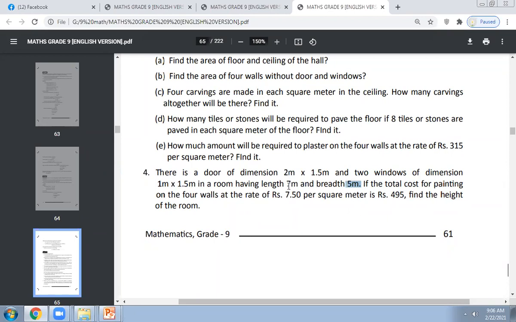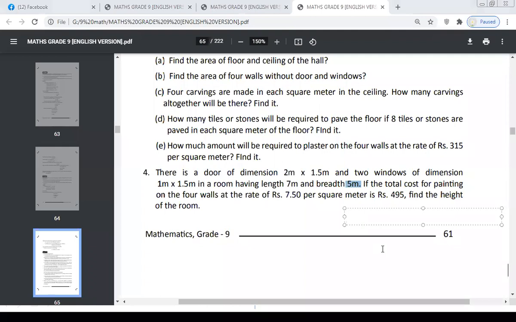Length and breadth of the room are also given. Total cost is given. Painting on the 4 walls, not on the door and windows. It is not the cost of painting the door and windows. The cost of painting 4 walls at the rate of 7.50 is rupees 495. What is the formula for the cost of painting? Cost is equal to area into rate, isn't it?